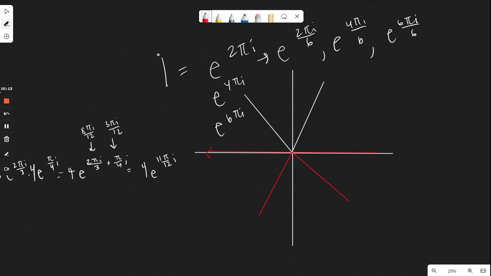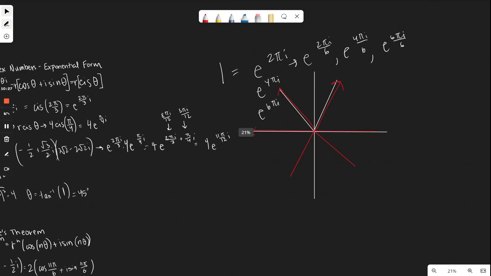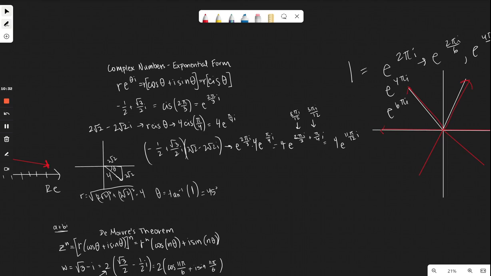And so our roots will be evenly spaced, and let me just draw our shaky lines. They will look something like this, and those will be the 6th roots of our number. So we could use de Moivre's, or we could just use this sort of method. In any case, exponential form is tremendously useful, especially when you're multiplying complex numbers.